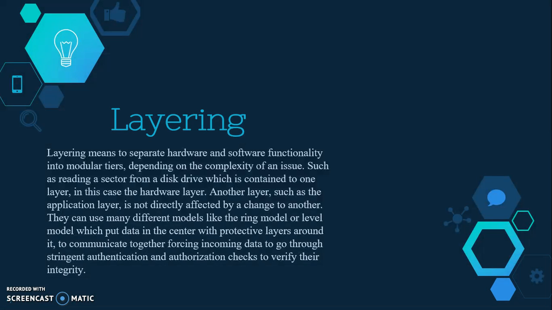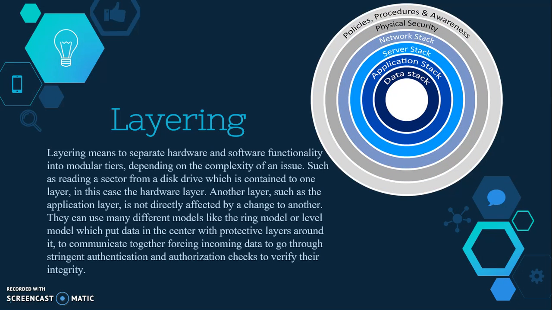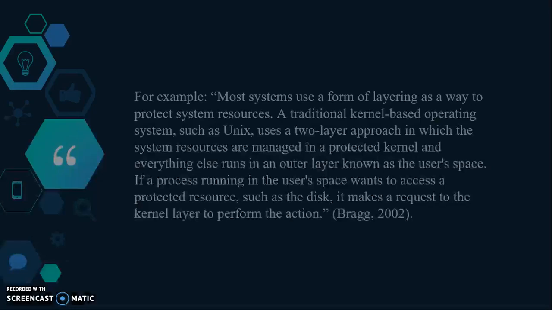Layering. Layering means to separate hardware and software functionality into modular tiers. Depending on the complexity of an issue, such as reading a sector from a disk drive, which is contained to one layer, in this case the hardware layer, another layer such as the application layer is not directly affected by a change to another. They can use many different models, like the ring model or level model, which put data in the center with the protective layers around it to communicate together, forcing incoming data to go through stringent authentication and authorization checks to verify their integrity.